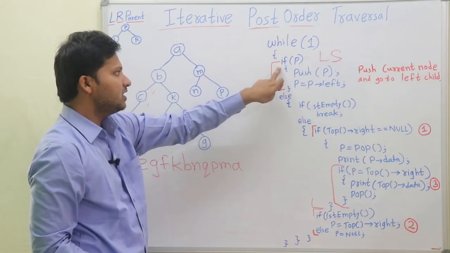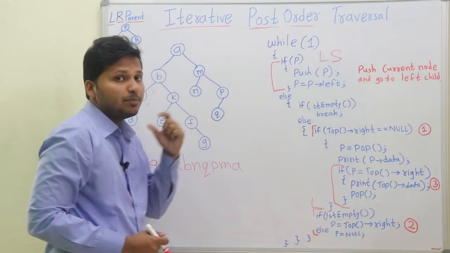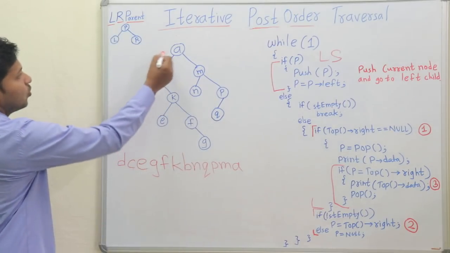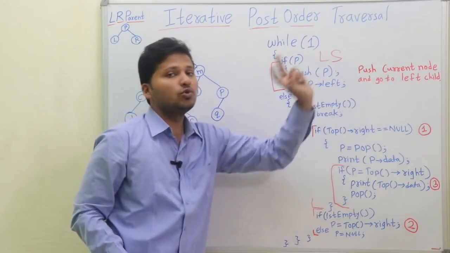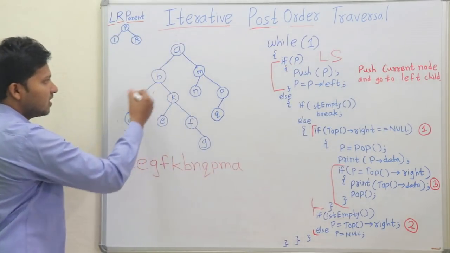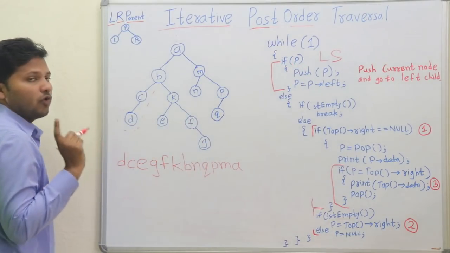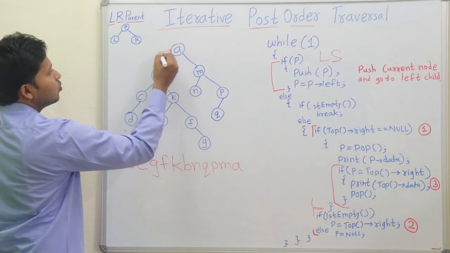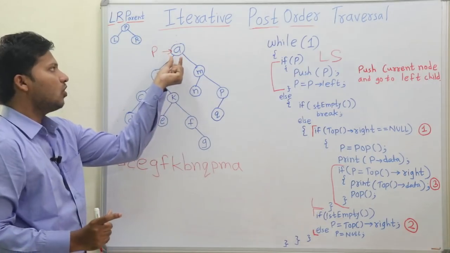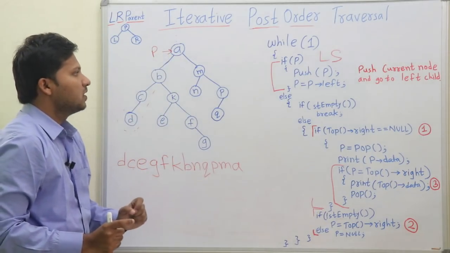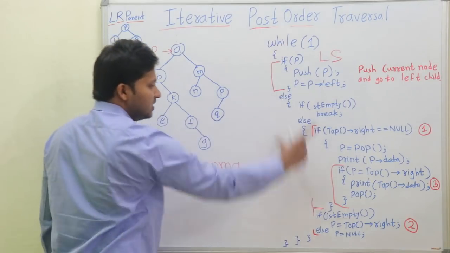There is an if condition, that is if P. What is P? P is the pointer pointing to a node in a binary tree. P always points to the current node. Whatever is the current node, for that we are using pointer P. For now P will point to the root of the binary tree, because we will always start from the root of a binary tree. Now this pointer P will be passed as a parameter to this function.